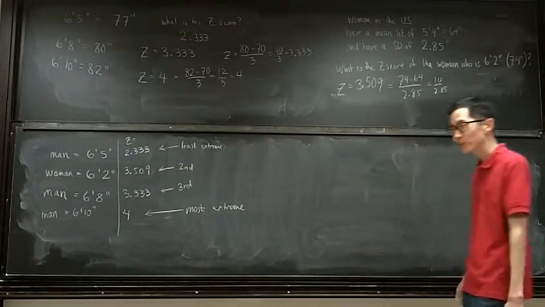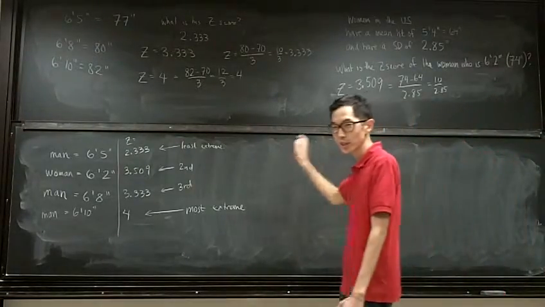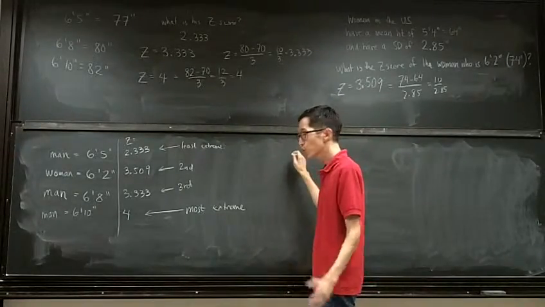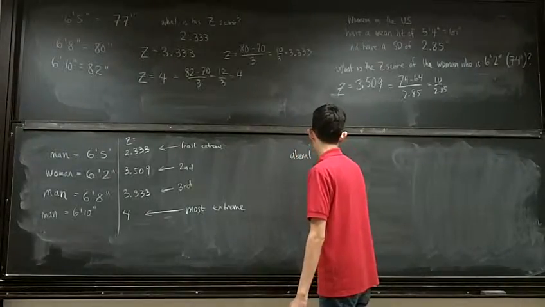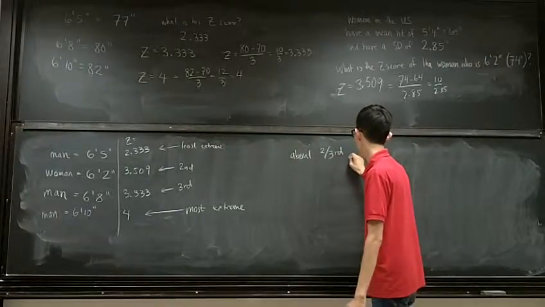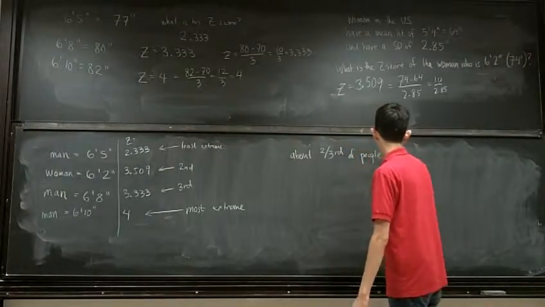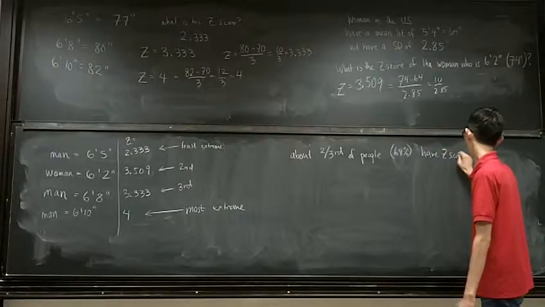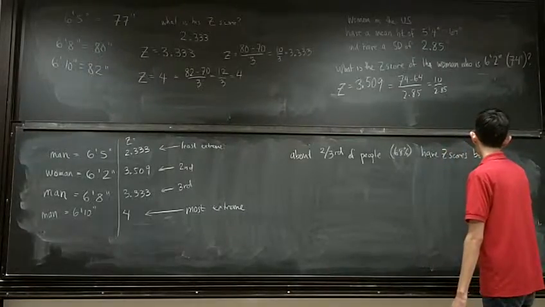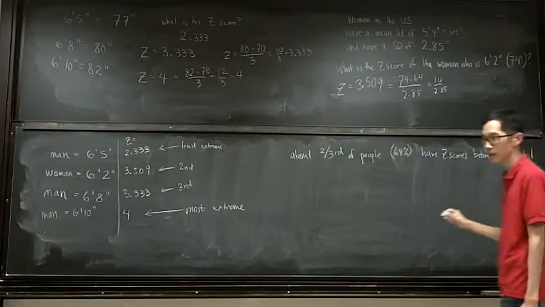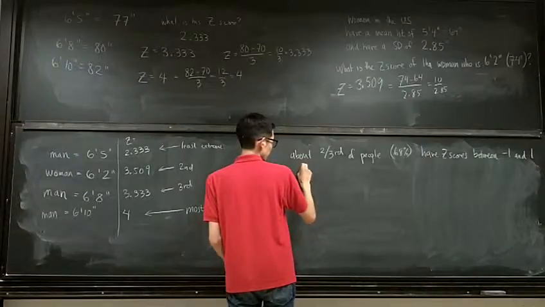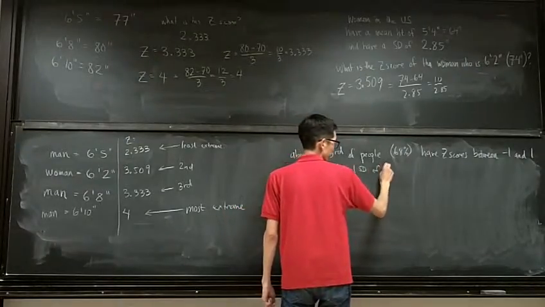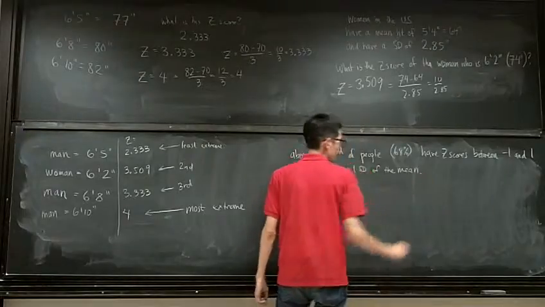These are really extreme, just to let you know. If you see a man who's 6'10", you'd say, wow, that dude is tall. And anything that has a z-score of more than 2 or negative 2 can be considered unusual. About two-thirds of people, more like 68%, have z-scores between -1 and 1, or, as the book says, are within 1 standard deviation of the mean.